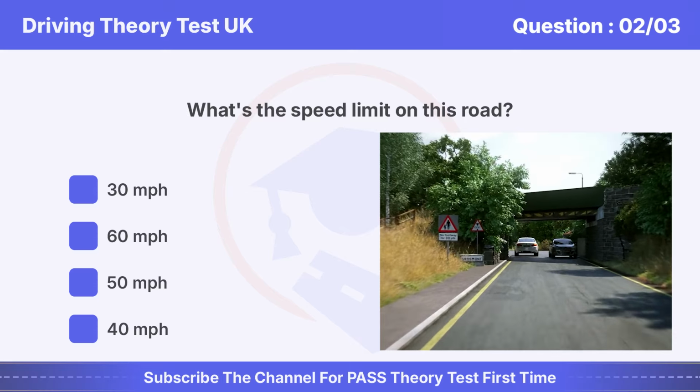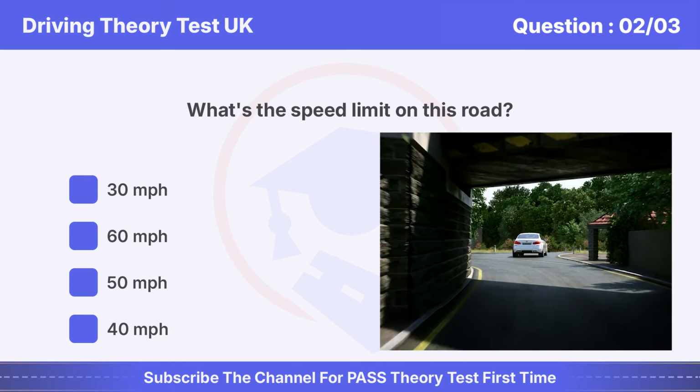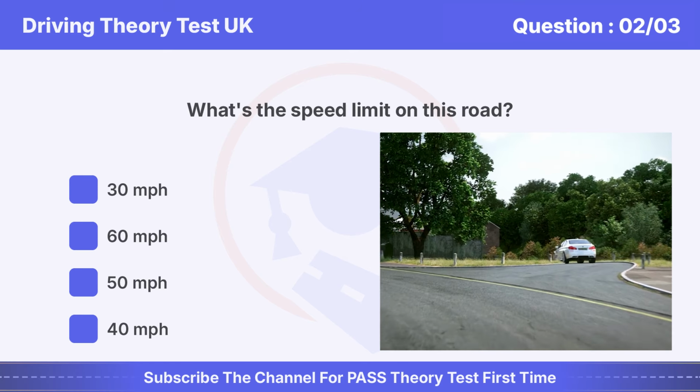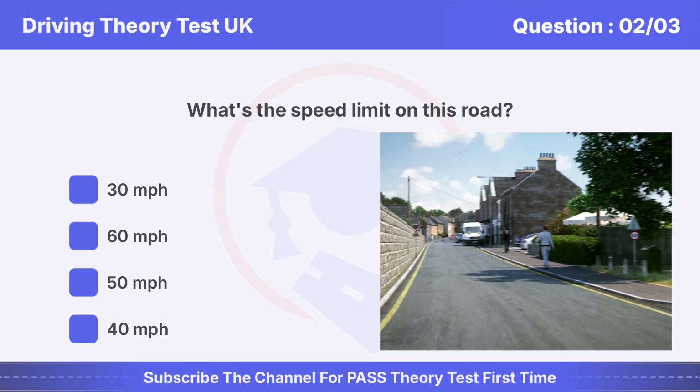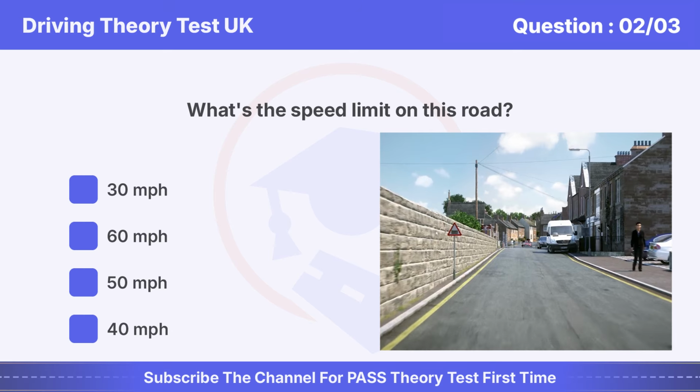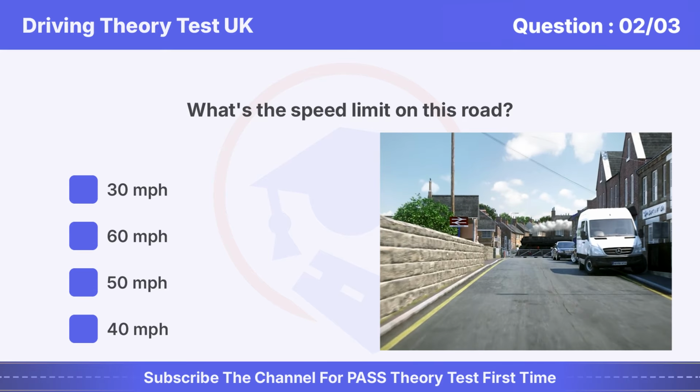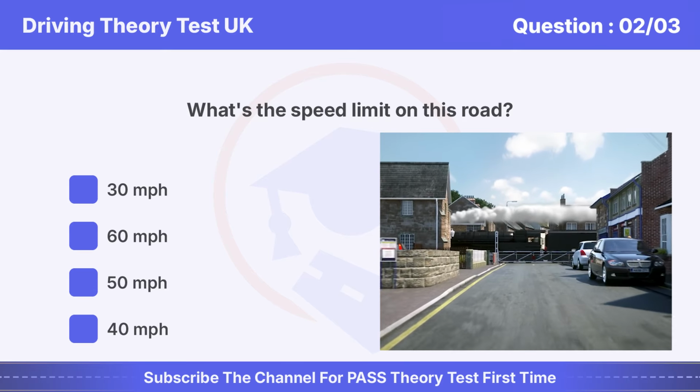Question 2. What's the speed limit on this road? Option A. 30 miles per hour. B. 60 miles per hour. C. 50 miles per hour. D. 40 miles per hour.